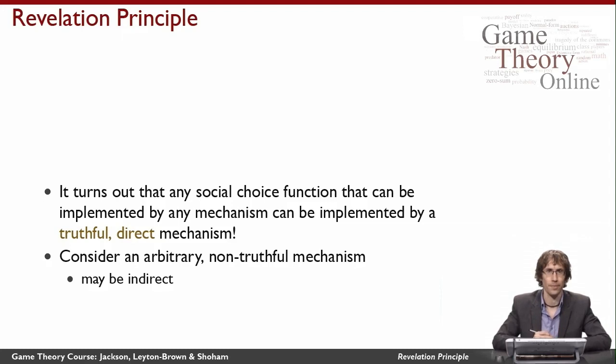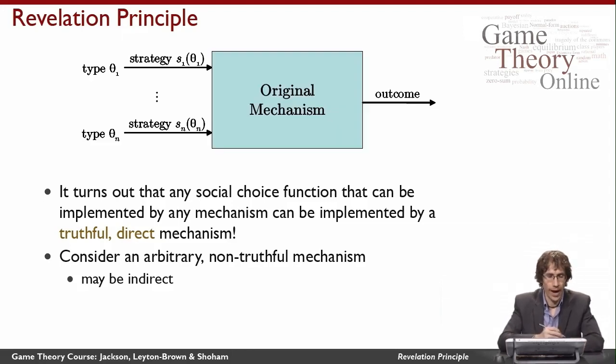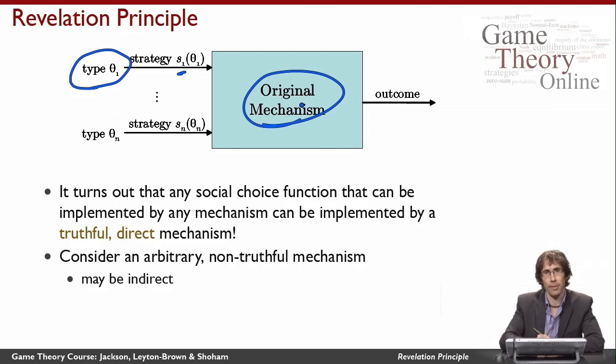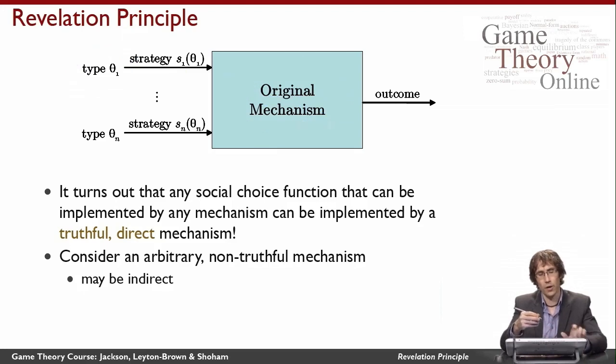So let's see how this works. I start with an arbitrary non-truthful mechanism, which indeed may be indirect. So let me draw it here. All of the agents have some types because we're in a Bayesian game setting. Then they each take some strategy, which is a function of their types, that tells them how to behave inside this mechanism. And then some complicated thing happens in here. Maybe we have information revelation, there's all kinds of repetitions of agents acting multiple times. And then in the end, eventually something happens. The mechanism decides an outcome.